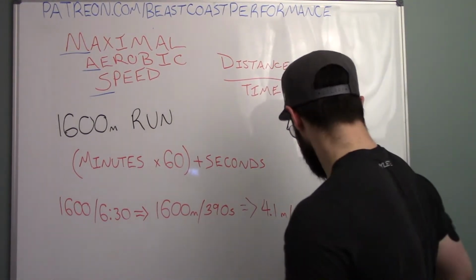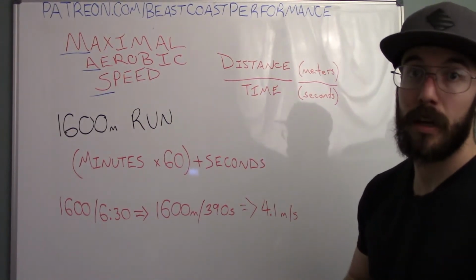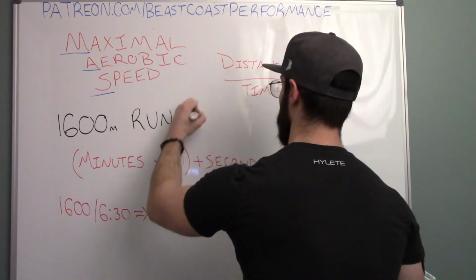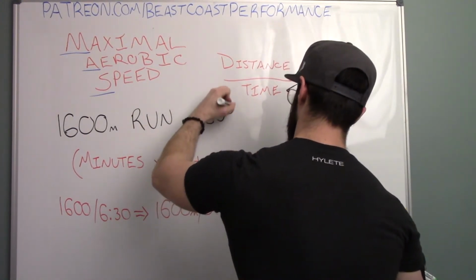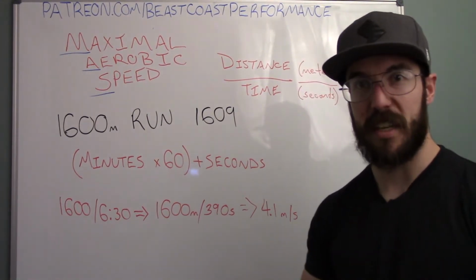If you ran this as a 1600, we're going to use the calculations I have here. If you ran this as a mile, instead of using 1600 anywhere in here, you're going to use 1609. Not that big of a difference, but just in case.